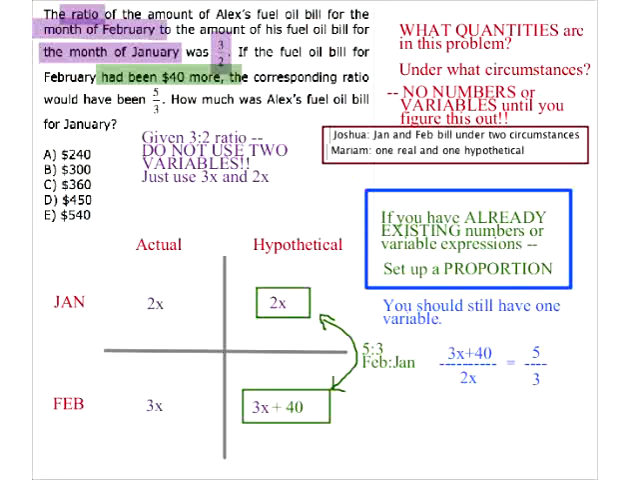Here, if you cross multiply this, you get 9x plus 120 equals 10x. So that means that 1x is 120. And so then Alex's fuel oil bill for January is $240. There you go. Any questions about this approach? Yes, Miriam, we'll look at back solving in a second. It's good that you bring that up.